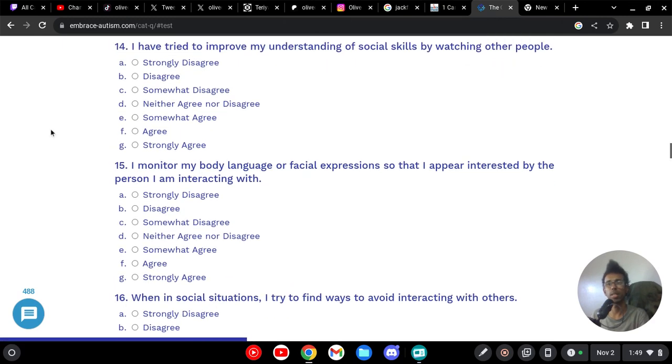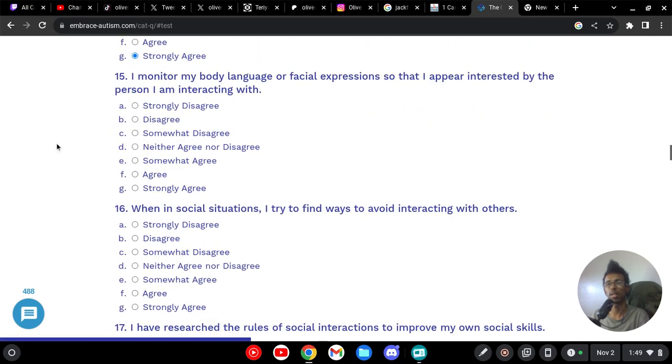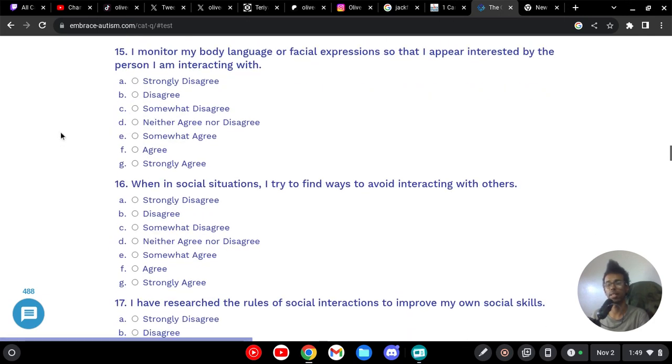Question 14 says, I have tried to improve my understanding of social skills by watching others. Strongly agree. I said it earlier, I used to study this stuff. Not in a professional or an academic setting, just a hobby, like a hobbyist.